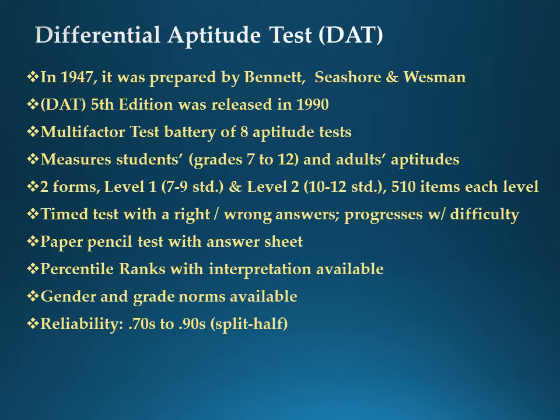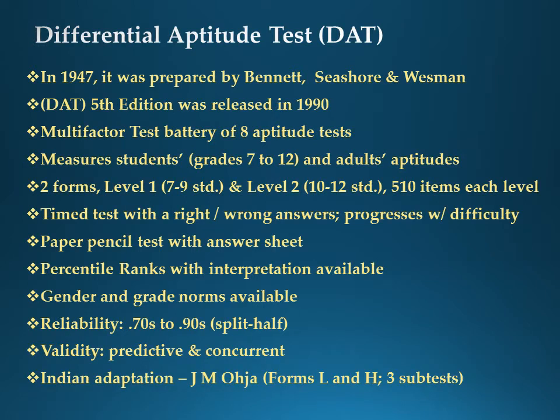Now, the reliability of the test is really good. It ranges from 0.70s to 0.90s. It has a split half reliability, and validity looks at predictive validity and concurrent. So we're saying that it will predict how well a person would probably do in certain areas of aptitude.